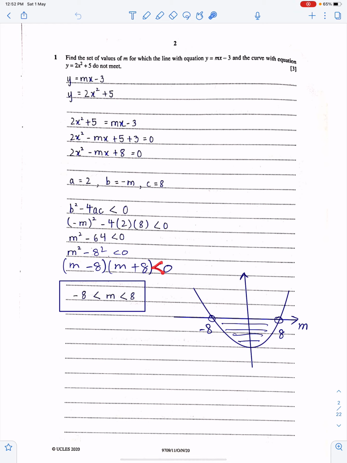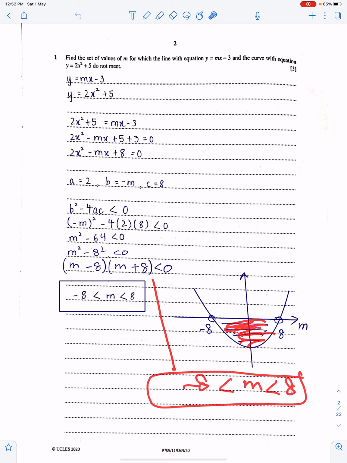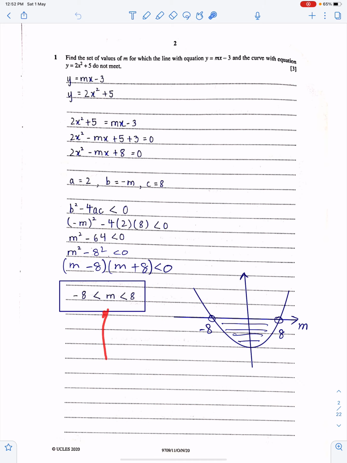Since we have a less than sign, the required region is below the origin. Make sure you label the horizontal axis by m. According to this shading, m lies between minus 8 and 8. This is the solution of this inequality. It's here.